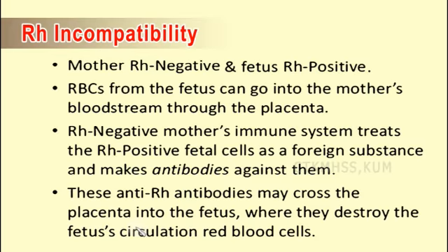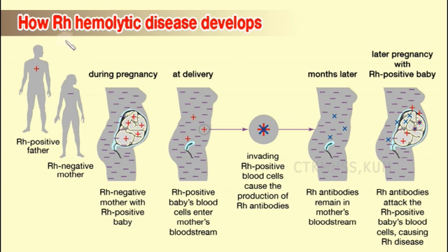Now you can see in this diagram how RH hemolytic disease develops. The father is RH positive and the mother is RH negative. So there is a possibility of the child being RH positive. In this case, when the mother is RH negative and the child is RH positive, the mother's body becomes sensitized because of these RBC cells which move towards the mother's bloodstream through the placenta.